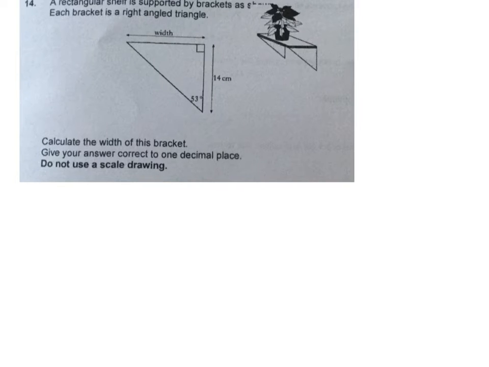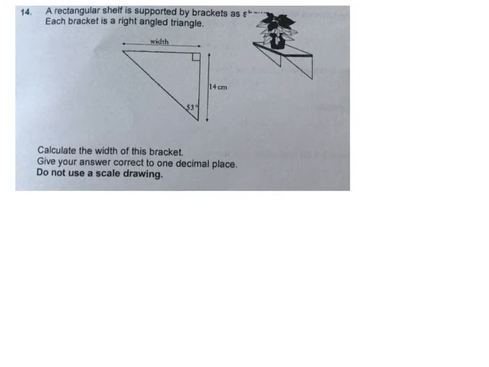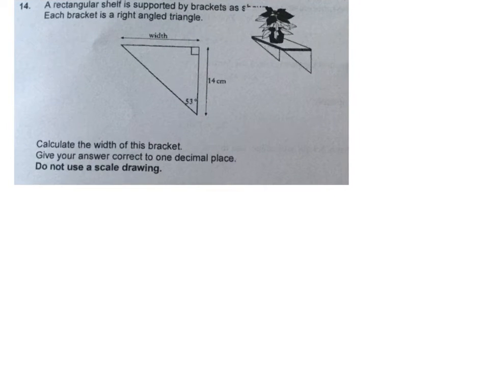So question 14. A rectangular shelf is supported by brackets as shown. Each bracket is a right angled triangle. Calculate the width of this bracket. Give your answer correct to 1 decimal place. Do not use a scale drawing. Now, as you can see with this one, yes, we have a right angled triangle, but this time we are giving an angle. So we're going to be using SOHCAHTOA trigonometry to work out our missing side.